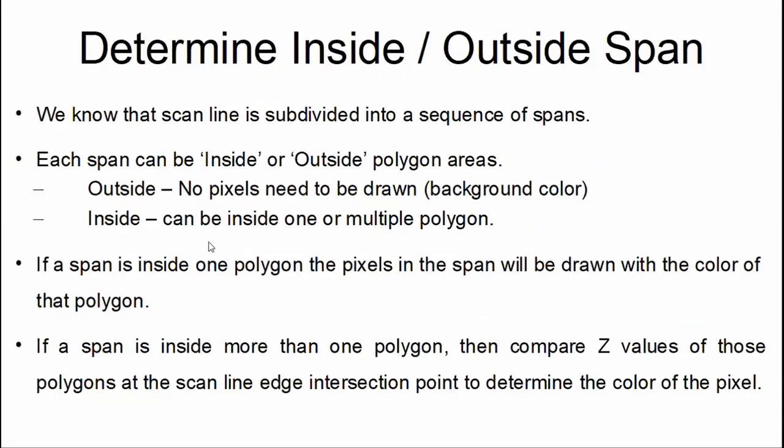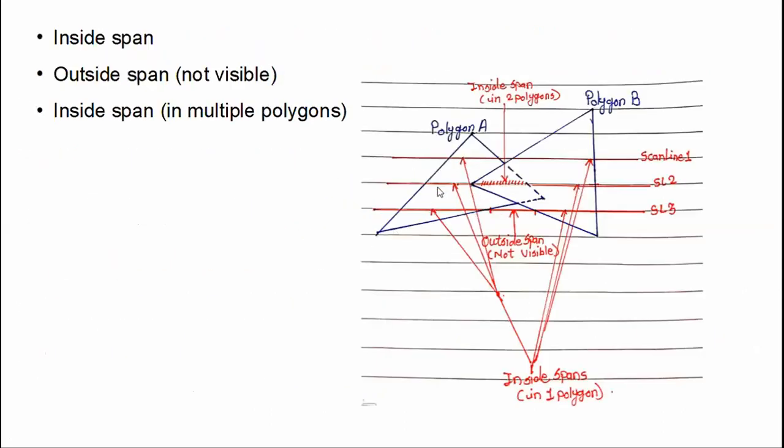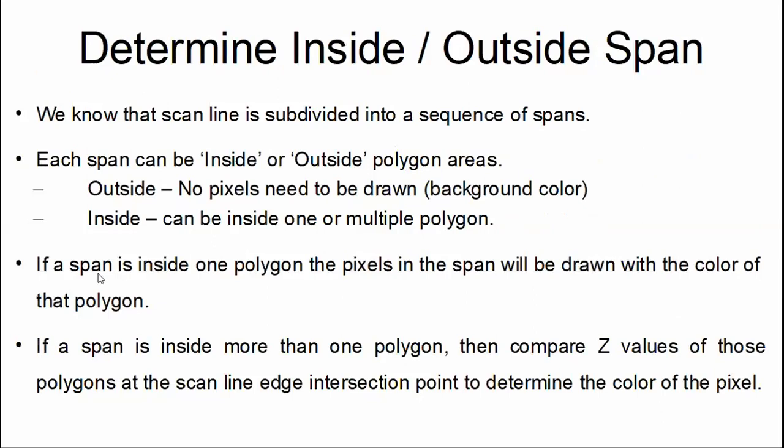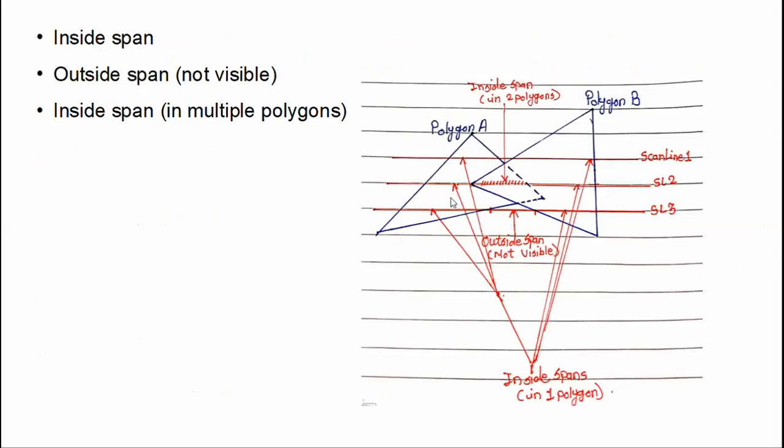And inside means what? It can be inside either one or multiple polygons. Here this span was inside one polygon and this span was inside two polygons. If a span is inside one polygon only, the pixels in the span will be drawn with the color of that polygon. Are you getting it? If I have determined that this particular span is contained in polygon A only, I will shade this span with the color of polygon A. So only this much part will be displayed as a part of polygon A.